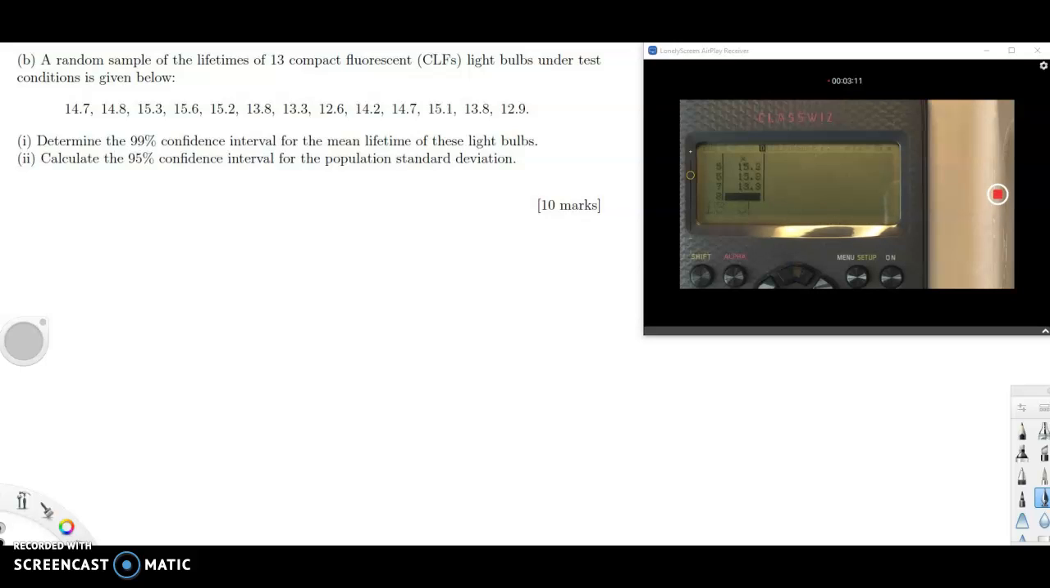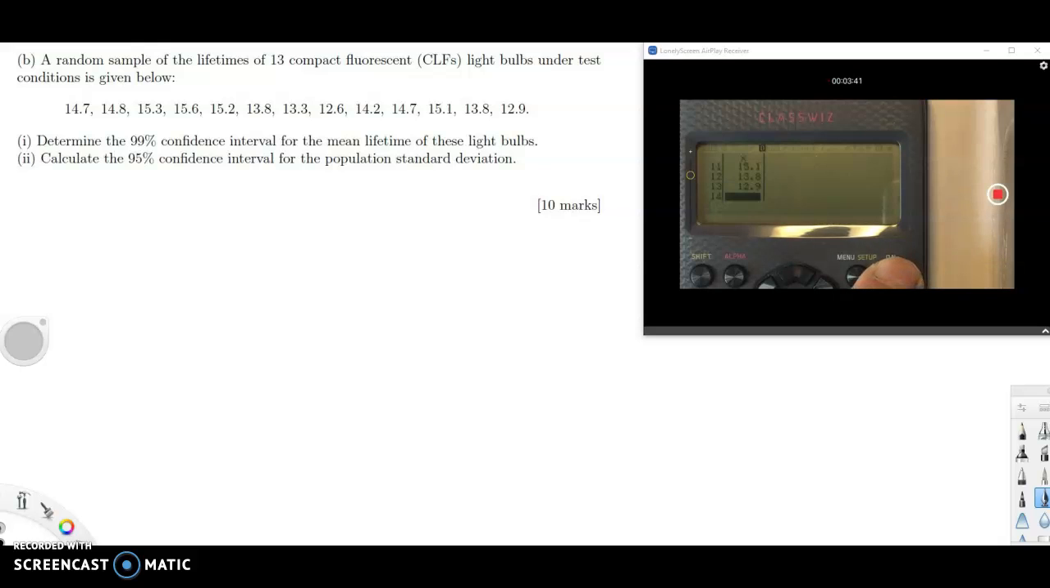13.3. Be careful entering these. 12.6, 14.2, oops, 14.2, yeah, it's okay. 14.7, 15.1, and 13.8, and finally we have 12.9. So that's 13 data points entered.